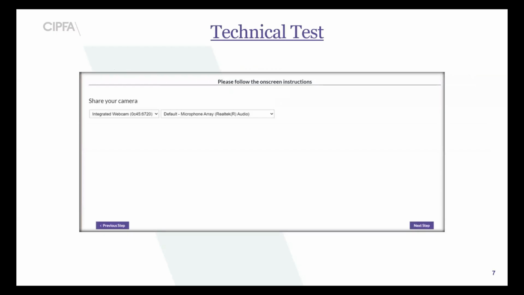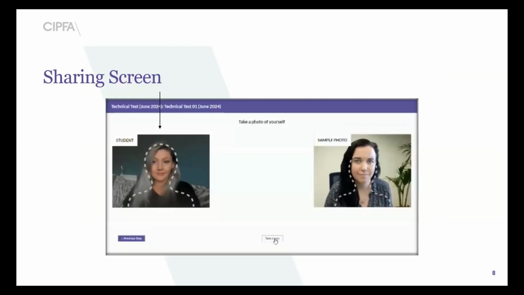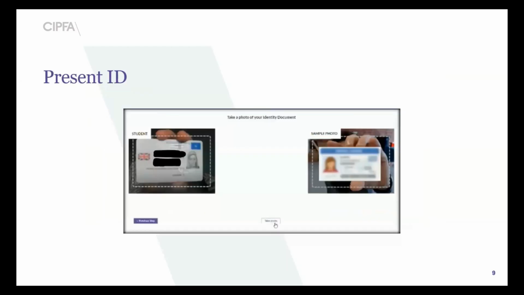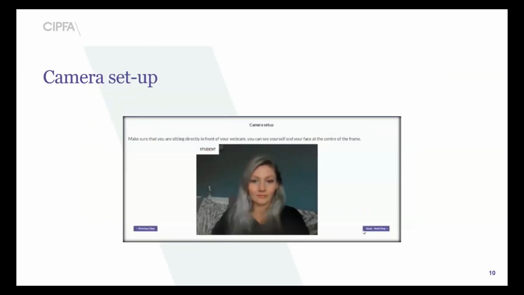So firstly, you're asked to share your camera, and then you place your head into the dotted area, take a photo, and then you repeat that step with your ID. You won't need your ID for the purposes of the technical test. It is just a test. You can just put up a pen or a bit of cardboard or whatever you want. And finally, you just need to check that the camera's working. So just make sure you can see yourself in the square on the screen.